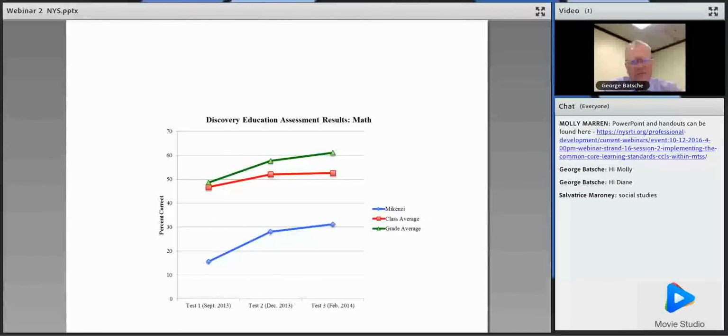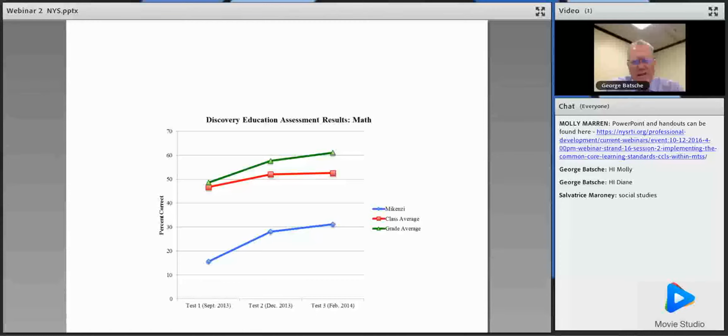So I want to look again at these graphs. These are assessments embedded in the Discovery Math curriculum. And the blue line is the student, the red line is the class that Mackenzie, the student, is in, and the green line is all the students in this grade level. This school has 5 teachers at each grade level. So it has about 100 kids at each grade level. So you can guess the size of the elementary school.